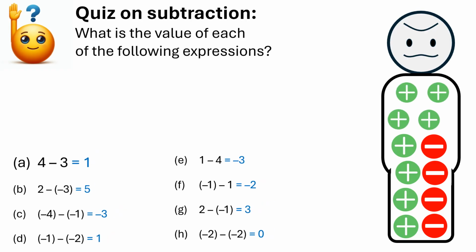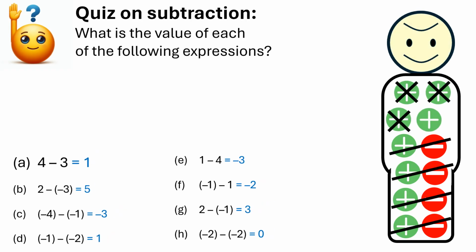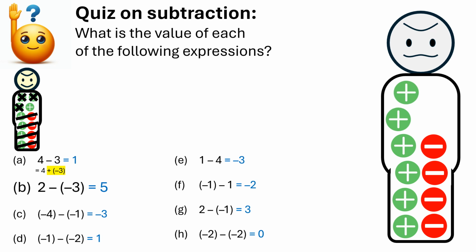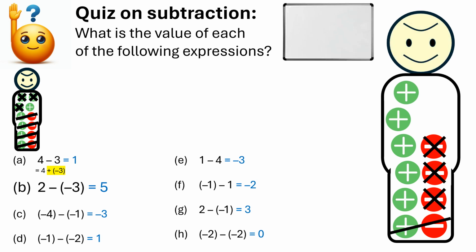A. 4 minus 3 equals 1. Alternatively, you can write 4 minus 3 as 4 plus -3, giving you 1. B. 2 minus -3 equals 5. Alternatively, you can write 2 minus negative 3 as 2 plus 3, giving you 5.